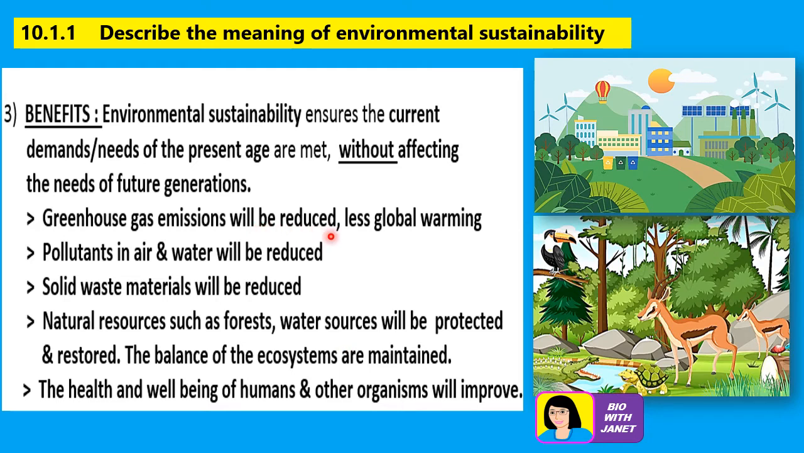Greenhouse gas emissions will be reduced and there'll be less global warming. All right, so to cut down on this, we have to reduce the burning of fossil fuels as one example. All right, so there'll be less global warming, the temperature of the earth will not be so high. All right, and then pollutants in the air and water will be reduced. So imagine the earth in an unpolluted condition, right, where there's no air pollution and water pollution. Okay, the air and water are clean.